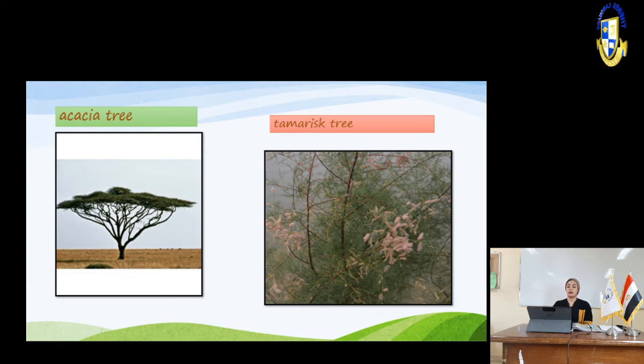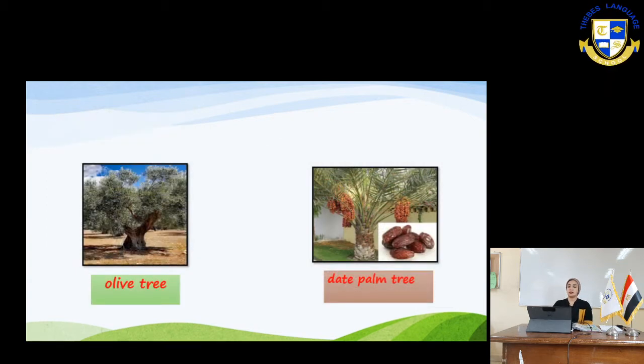Next slide. Olive trees. People take olives from olive trees, and they make olive oil from it, and they can cook with it. The next picture here, date palm tree. And you know that dates are very useful for our health. It's very good for us.